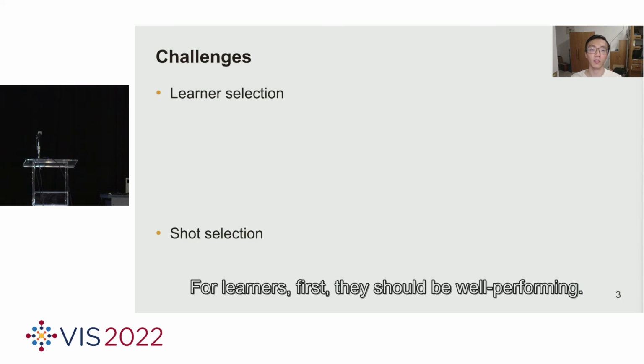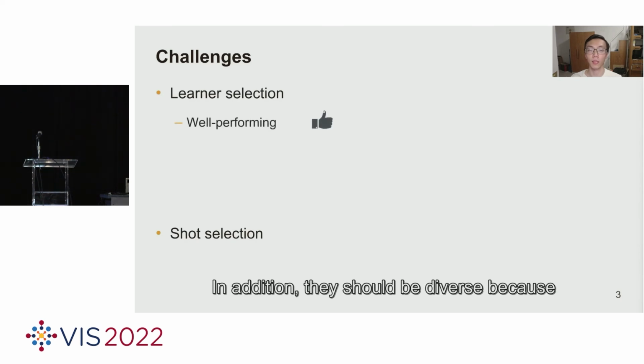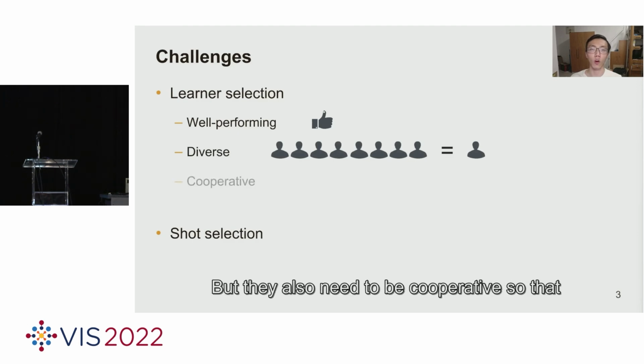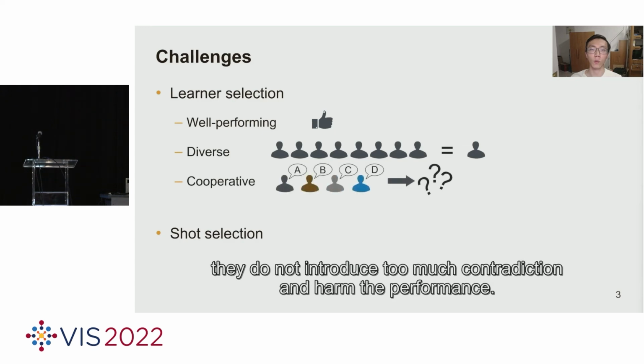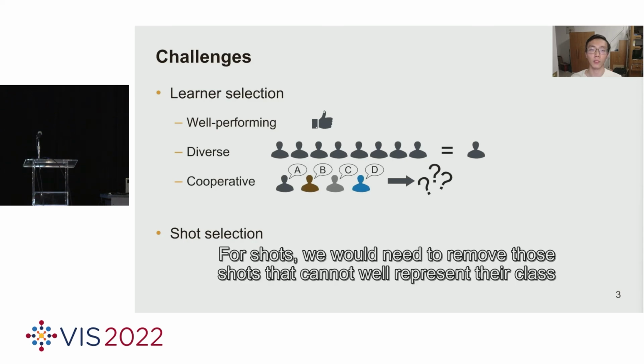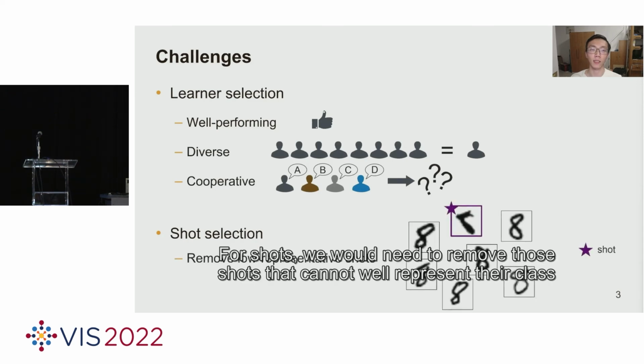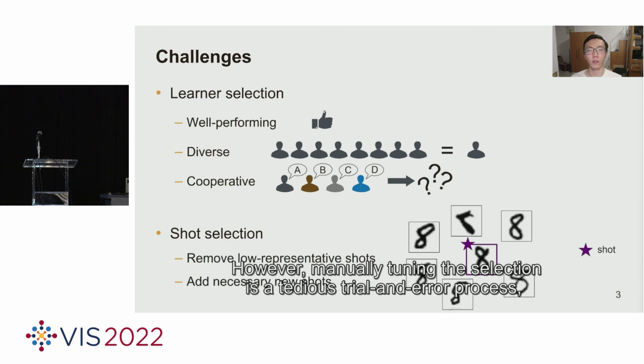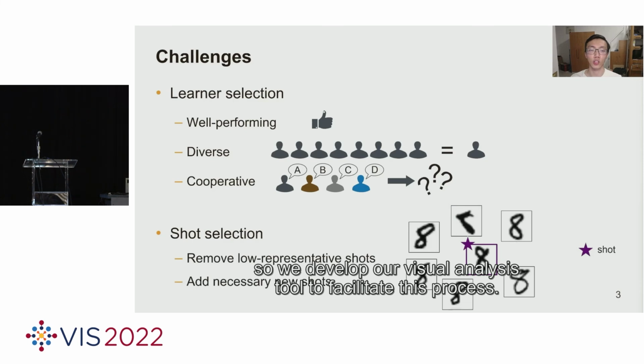For learners, first, they should be well-performing. In addition, they should be diverse because combining multiple identical learners does not help improve the performance. But they also need to be cooperative so that they do not introduce too much contradiction and harm the performance. For shots, we will need to remove those shots that cannot well represent their class and add necessary new ones. However, manually tuning the selection is a tedious trial-and-error process, so we develop our visual analysis tool to facilitate this process.